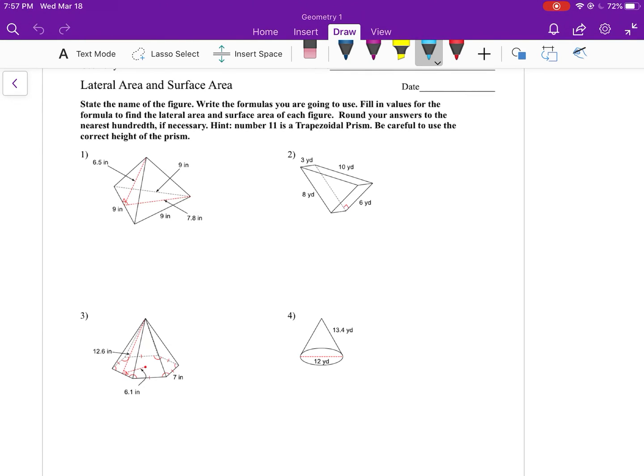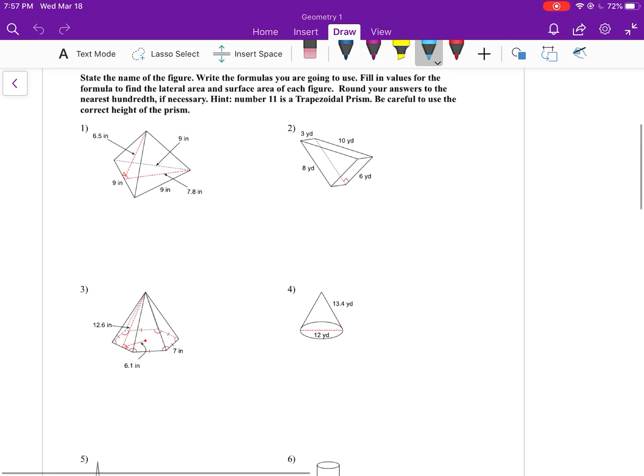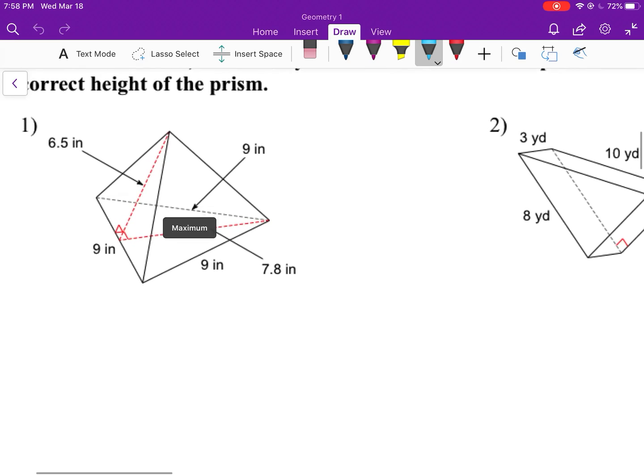Okay, here we have our lateral area and surface area worksheet that I want you to do. There are several directions. State the name of the figure, write the formula you're going to use, fill in the values, find the lateral area and surface area. Round answers to the nearest hundredth. All right, then it talks about number 1. So let's go ahead and look at number 1.